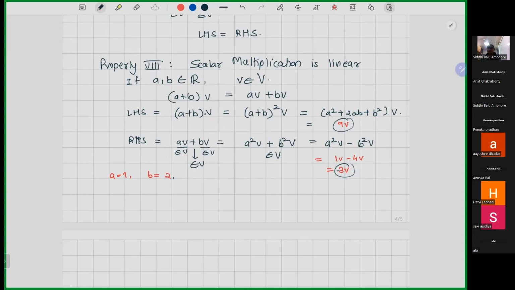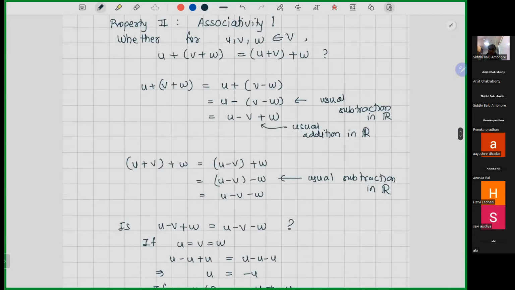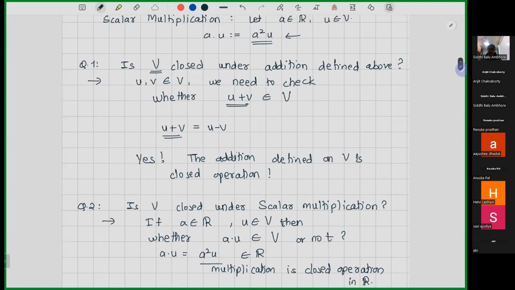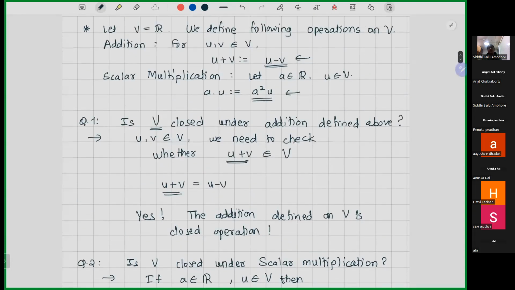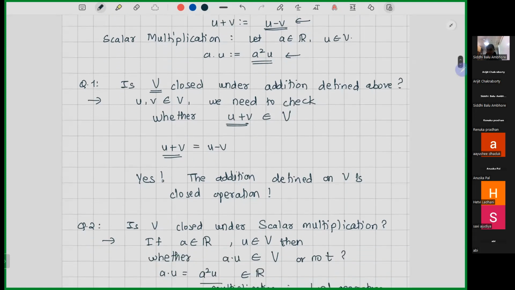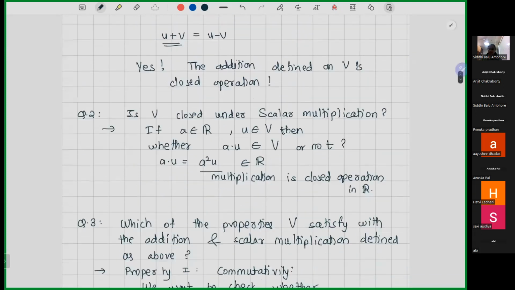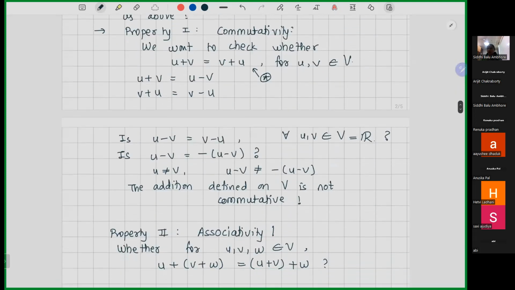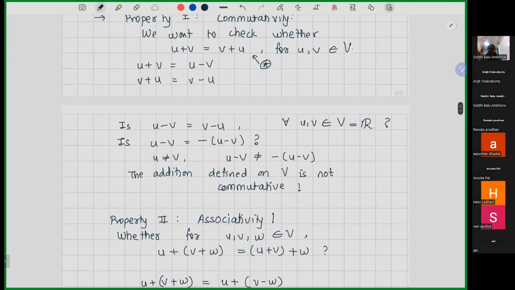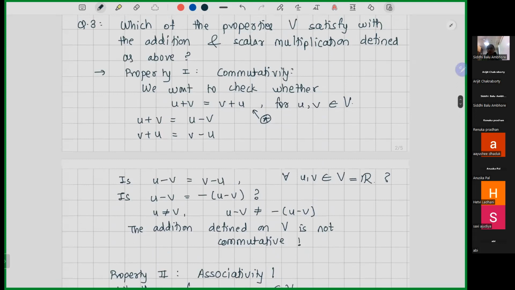Any doubt, please ask, because now we are over with our first question. We just wanted to check whether the addition and scalar multiplication defined here on V satisfy the properties of a vector space over R or not. And we see that this addition and scalar multiplication are closed under addition and scalar multiplication. However, they do not satisfy a few properties of a vector space.